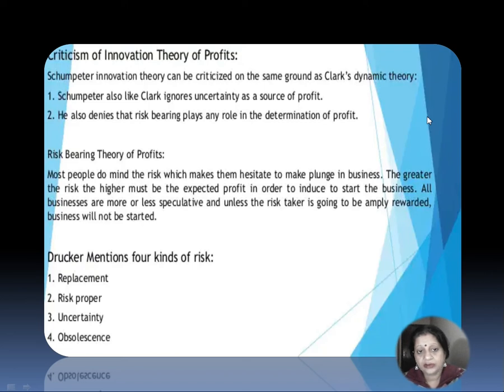So if you want to survive in the market, just move with the changing trend of business in the market. Then only you can be rewarded in the form of profit. Drucker mentioned four kinds of risks: replacement, risk proper, uncertainty, obsolescence.